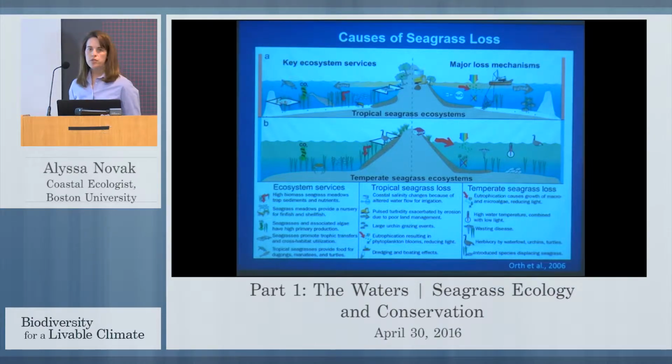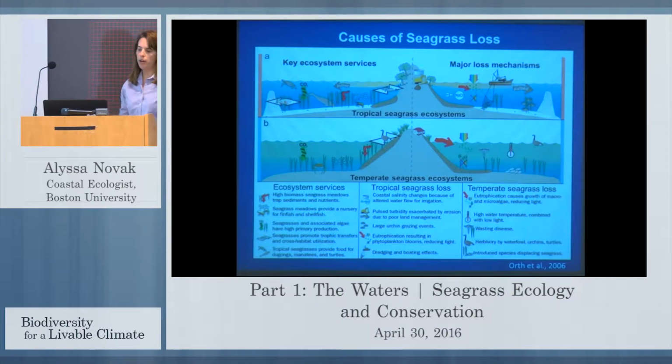We have issues with eutrophication, and for those of you that aren't familiar with eutrophication, that's when you have excess nutrients coming into the water. This causes phytoplankton blooms and algae blooms, and this reduces the amount of light available to seagrasses who are living below.